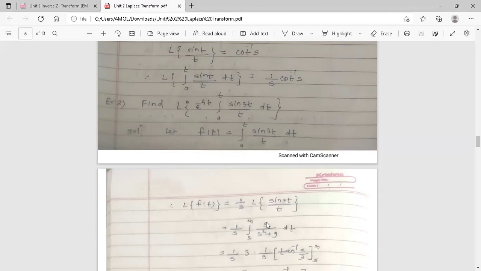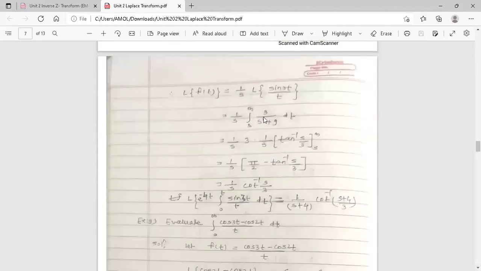Now, the Laplace transform of sin 3t is 3 upon s square plus 9. Here it is 3 upon s square plus 9. Then using the division by t property. What is the division by t property? You integrate the 3 upon s square plus 9 over s to infinity.